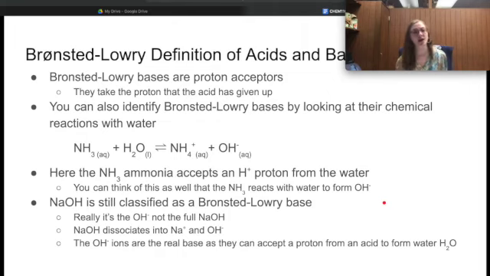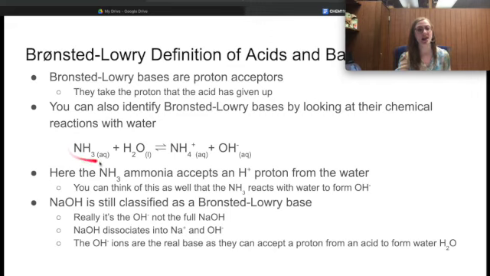In contrast, Bronsted-Lowry bases are proton acceptors. So they take the proton that the acid has given up, basically. So the acid gives up its proton, the base says, hey, I want that proton, give me that proton, and it takes the proton from the acid. So you can identify Bronsted-Lowry bases by looking at their chemical reactions with water as well. So we're looking for something that accepts a proton.